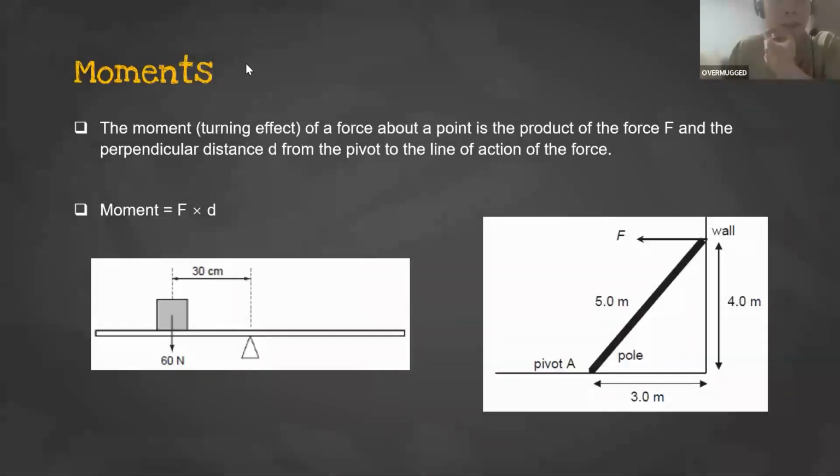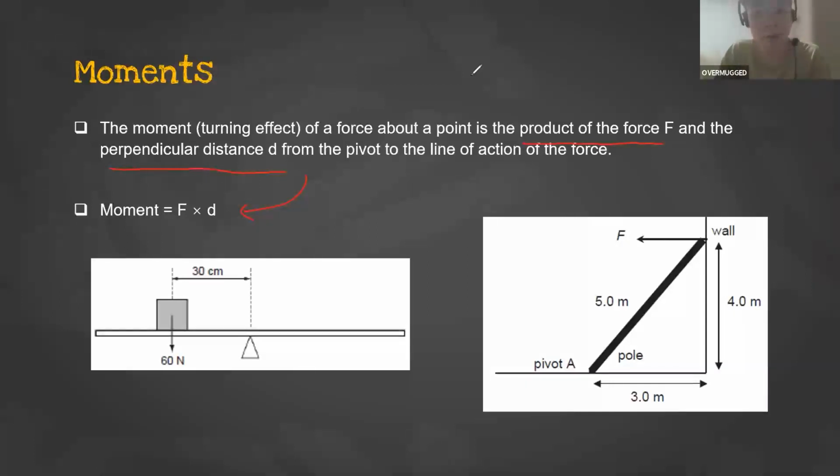Moments. Okay, moments over here, this definition is not really required to memorize. That's why I didn't make it orange. The moment can be easily understood as the turning effect of a force. A force can cause something to turn, right? About a point is the product of the force F and the perpendicular distance d from the pivot to the line of action of the force.